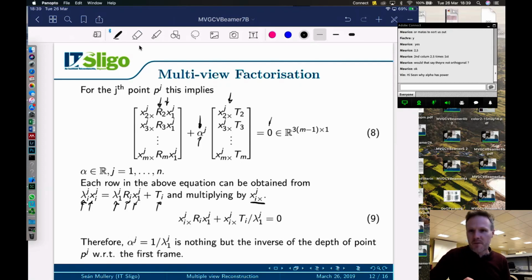Oh, sorry, it doesn't have a power. It's a good question, actually. It can look quite confusing. So this is not to the power of j, that's just another way of indexing it. When we're trying to index in several different directions, such as between points or between views, we sometimes have to put the index up above. So that's just an index in this particular case.